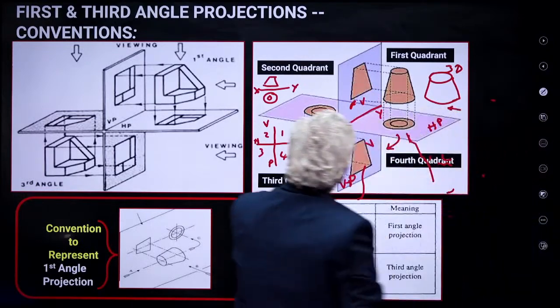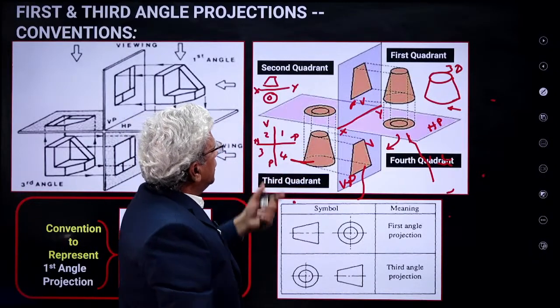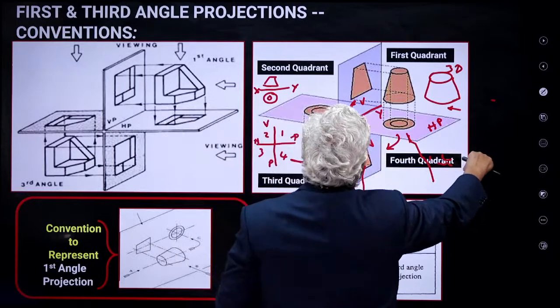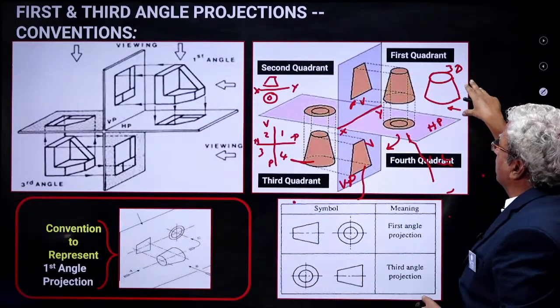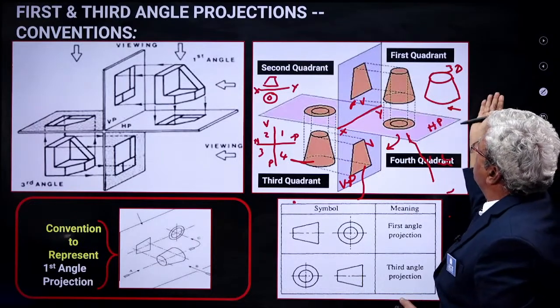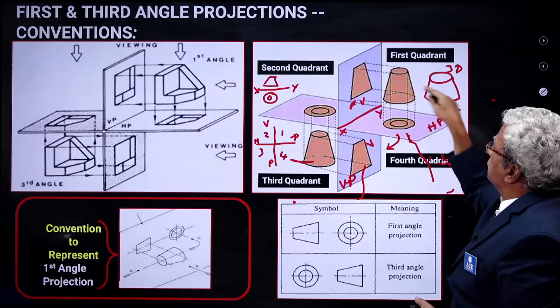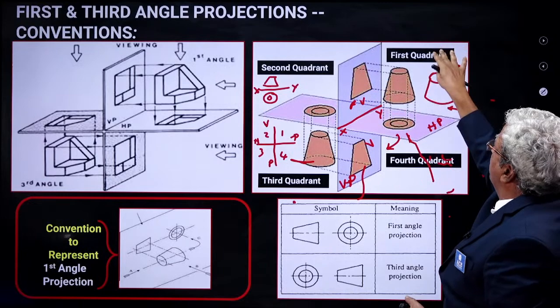Similarly, if you place the object here, then you draw the projection. The observer will be here only. In the previous case, as I said, you see from this side. That means the observer is here, the picture plane is here, and the object is in between the observer and the picture plane. You take a shadow on that. That is the first angle projection.